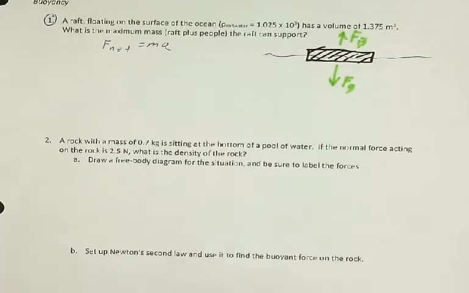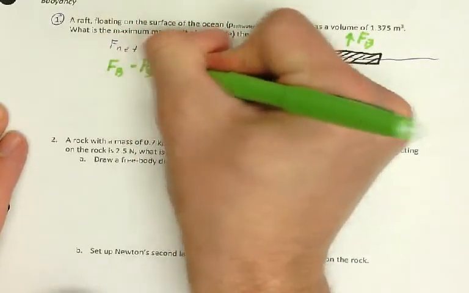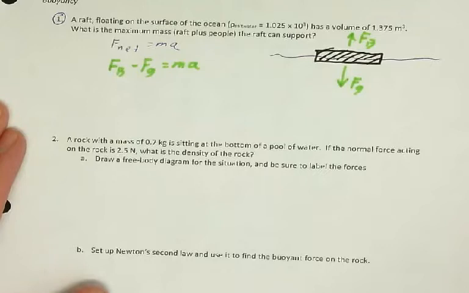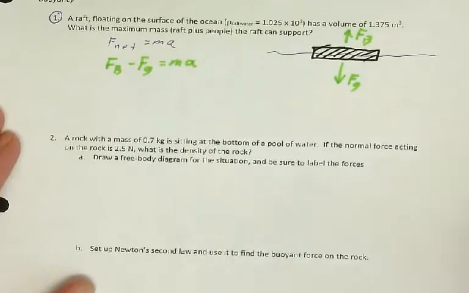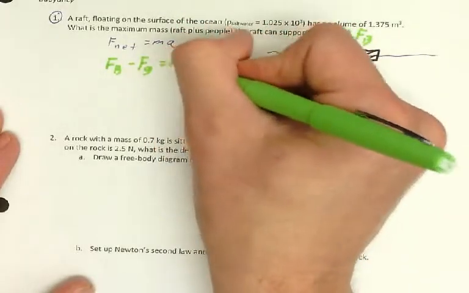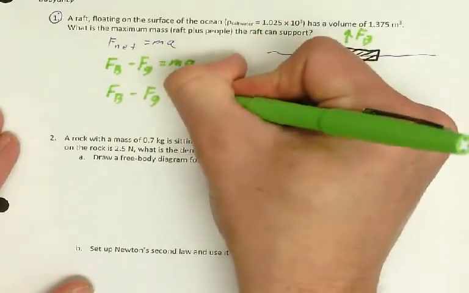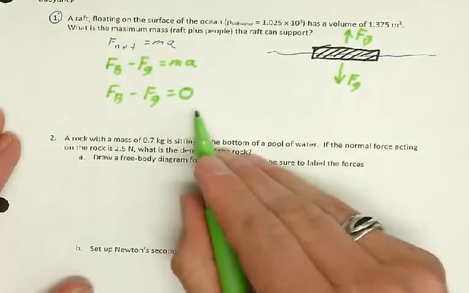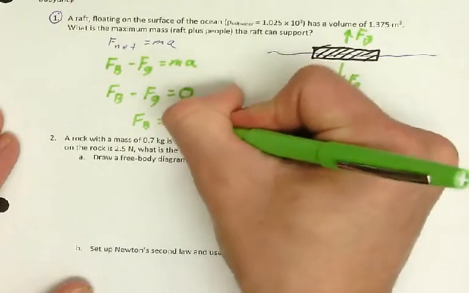So if you've got those two, then the net force becomes buoyant minus gravity equals ma. Okay? This is going to be 0. So this is buoyant force minus gravity equals 0. And the reason this is 0 is because it's at rest, floating. So the acceleration would be 0. So add FG to the other side, and you get buoyant force equals the force of gravity.